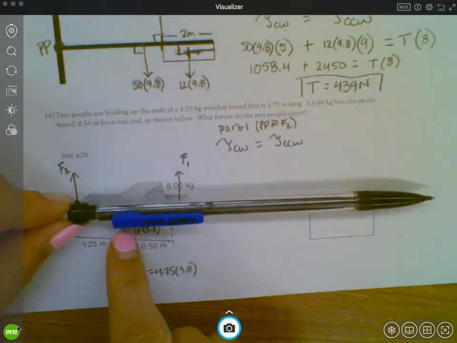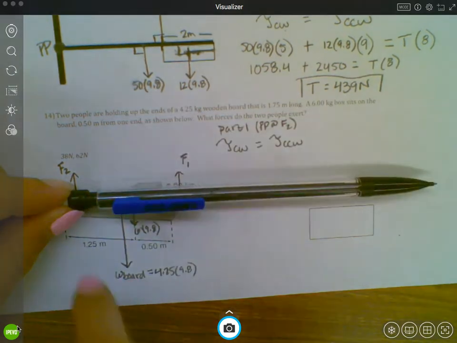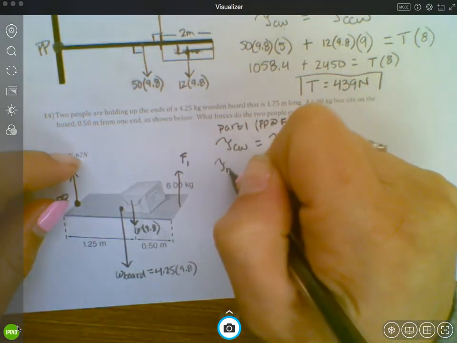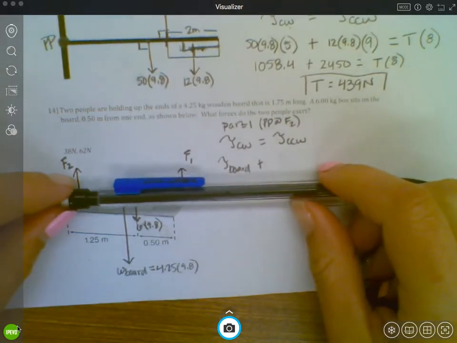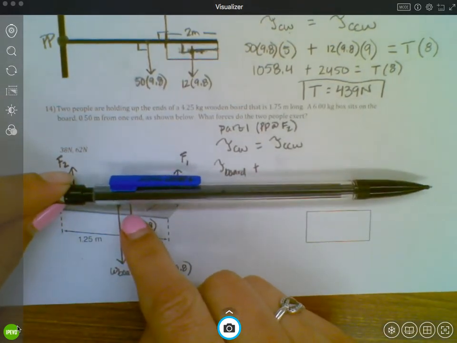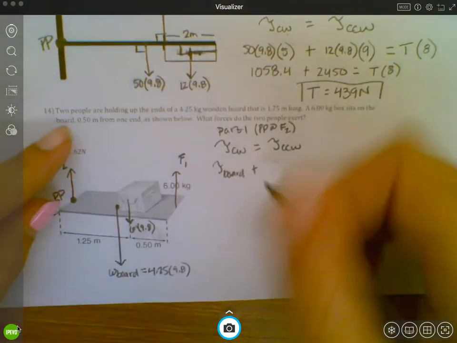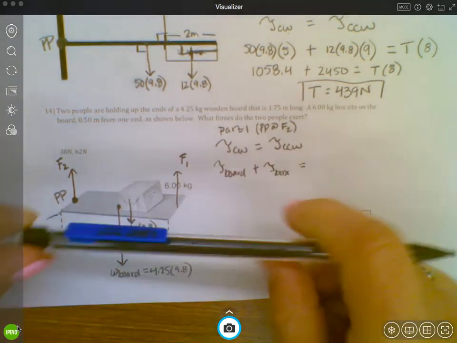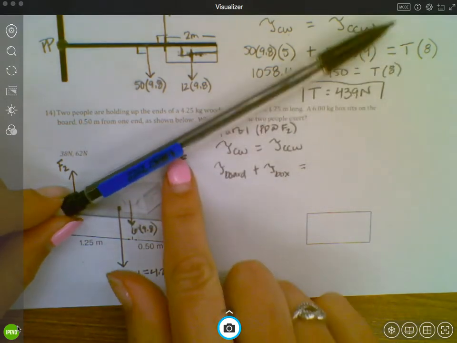Okay, we have two forces down, so you can't really see. There we go. We have the weight of the board clockwise. Okay, so torque of the board plus the weight of the box, also clockwise. Okay, and then the force of F1 counterclockwise.